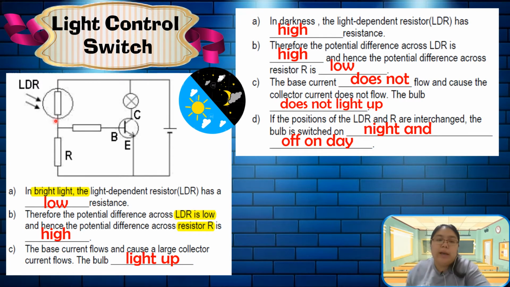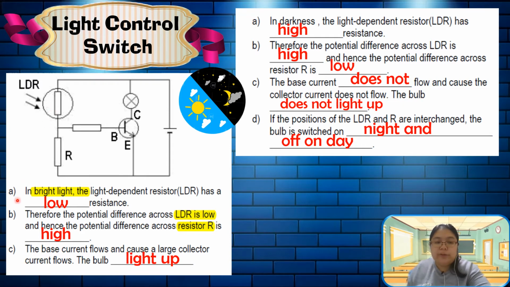So when I put the LDR at the top, this one is a voltage divider. Remember? This is a series circuit. If it is a series, that means the current should be the same. The current for both resistors is the same, but the voltage will divide.